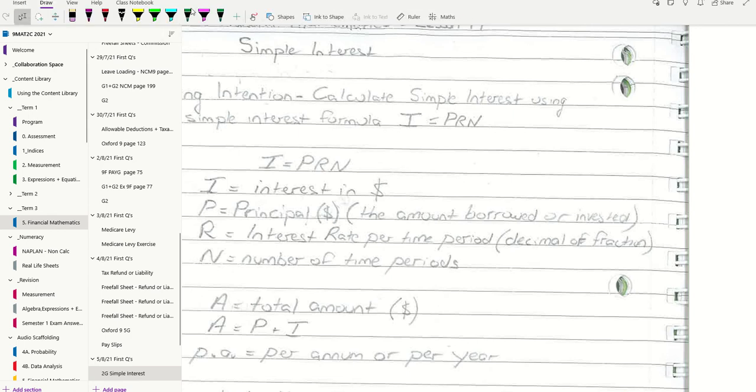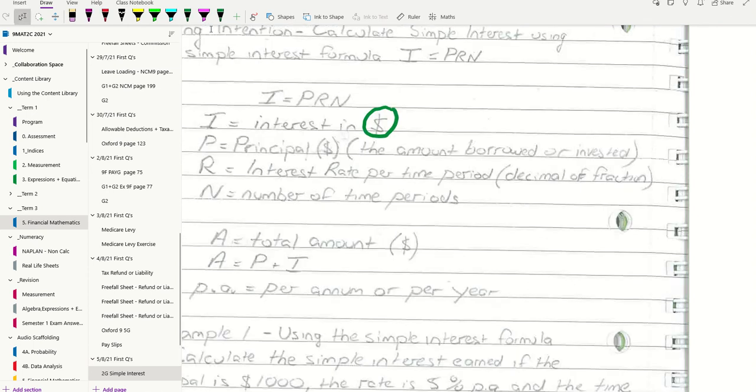Now in this formula, I is our interest, and what's important is to look at our units: our interest is in dollars. That's how much money we earn when we invest, or how much extra money we have to pay back if we borrow it. The principal P is the amount of money we borrow or invest, and that is also in dollars. So I and P are in dollar amounts when we're looking at our questions.